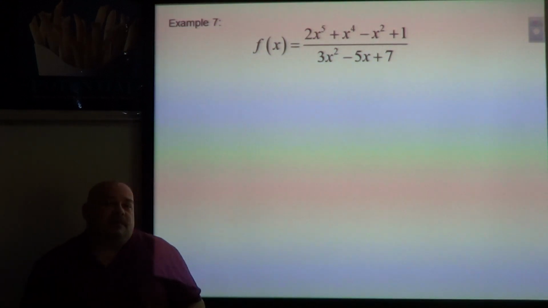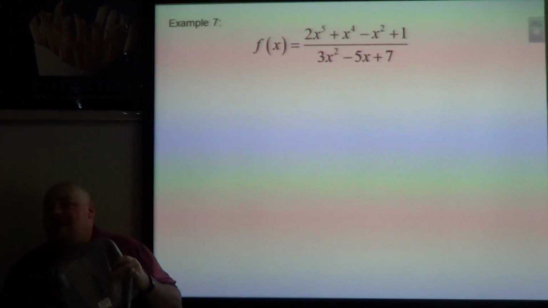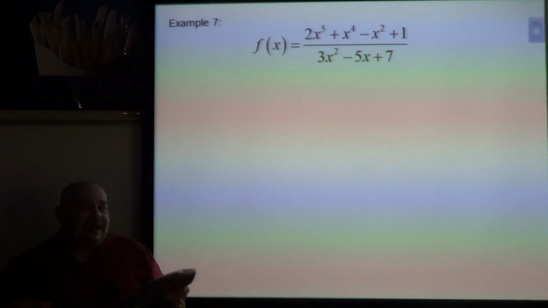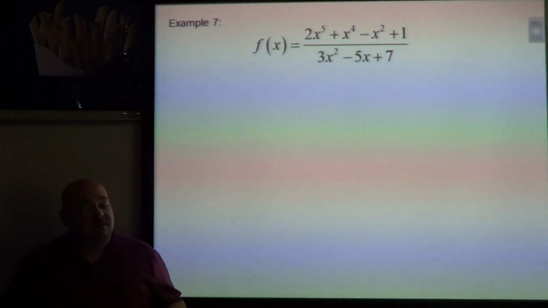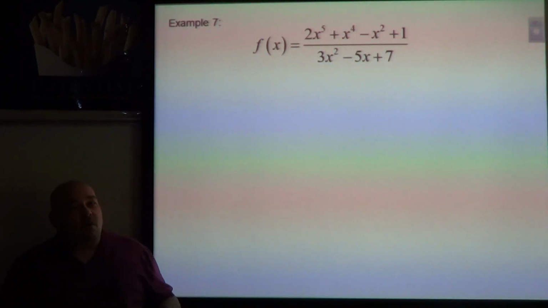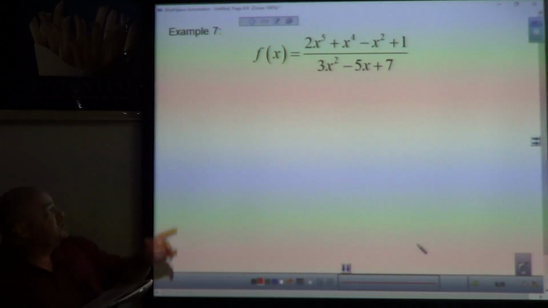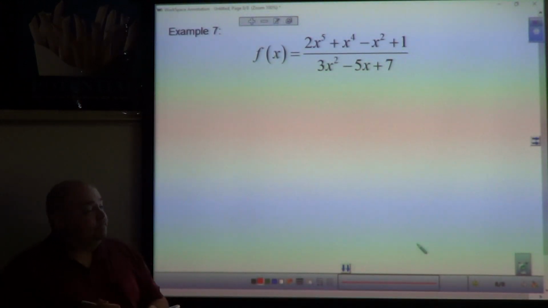Alright, now we've already talked about one of these when we talked about finding the horizontal asymptote. If you remember, a horizontal asymptote and a limit to infinity or negative infinity are pretty much the same thing. So our three rules that we talked about before are what we're going to use to solve a limit like this.